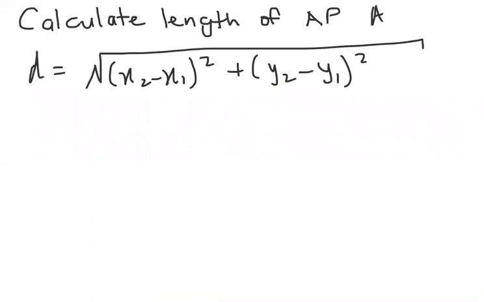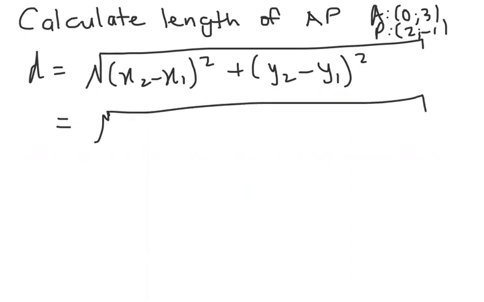So A is (0, 3), and P is (2, -1). So let's just write it there, and then I'm going to use those 2 points in here. So let's write the big square root again. So let's use this one as point 2 and A as point 1.